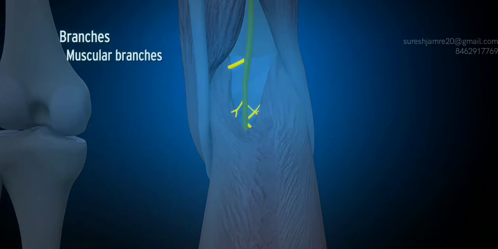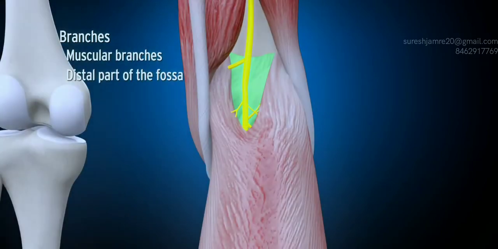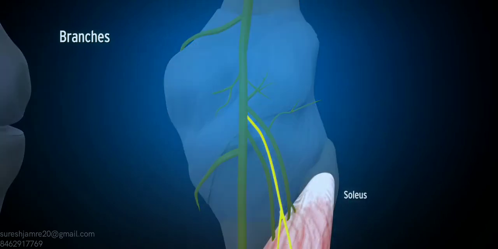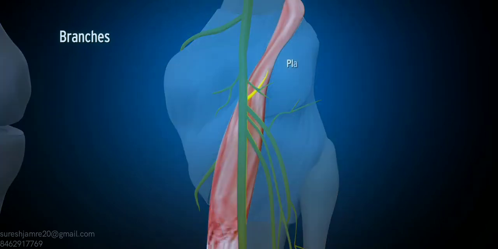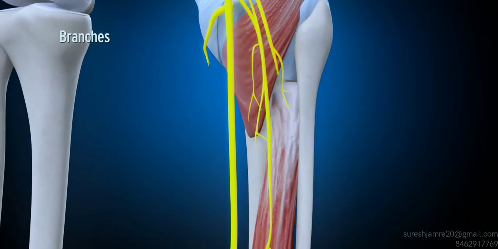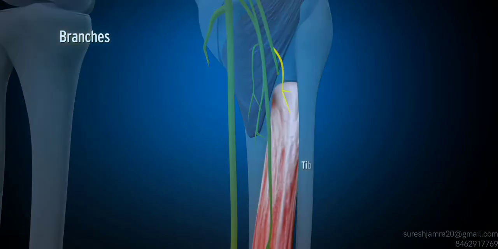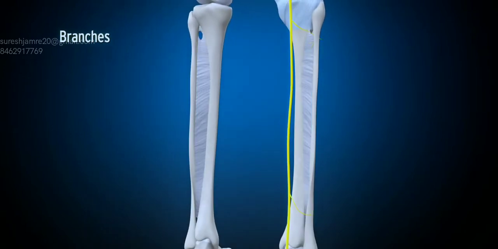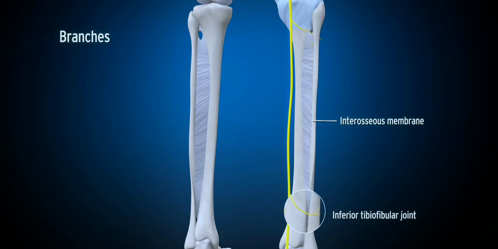Muscular branches arise in the distal part of the fossa for the lateral and medial heads of the gastrocnemius, soleus, plantaris, and popliteus. In addition to the popliteus, the nerve also supplies the tibialis posterior, the superior tibiofibular joint, the interosseous membrane, and the inferior tibiofibular joint.